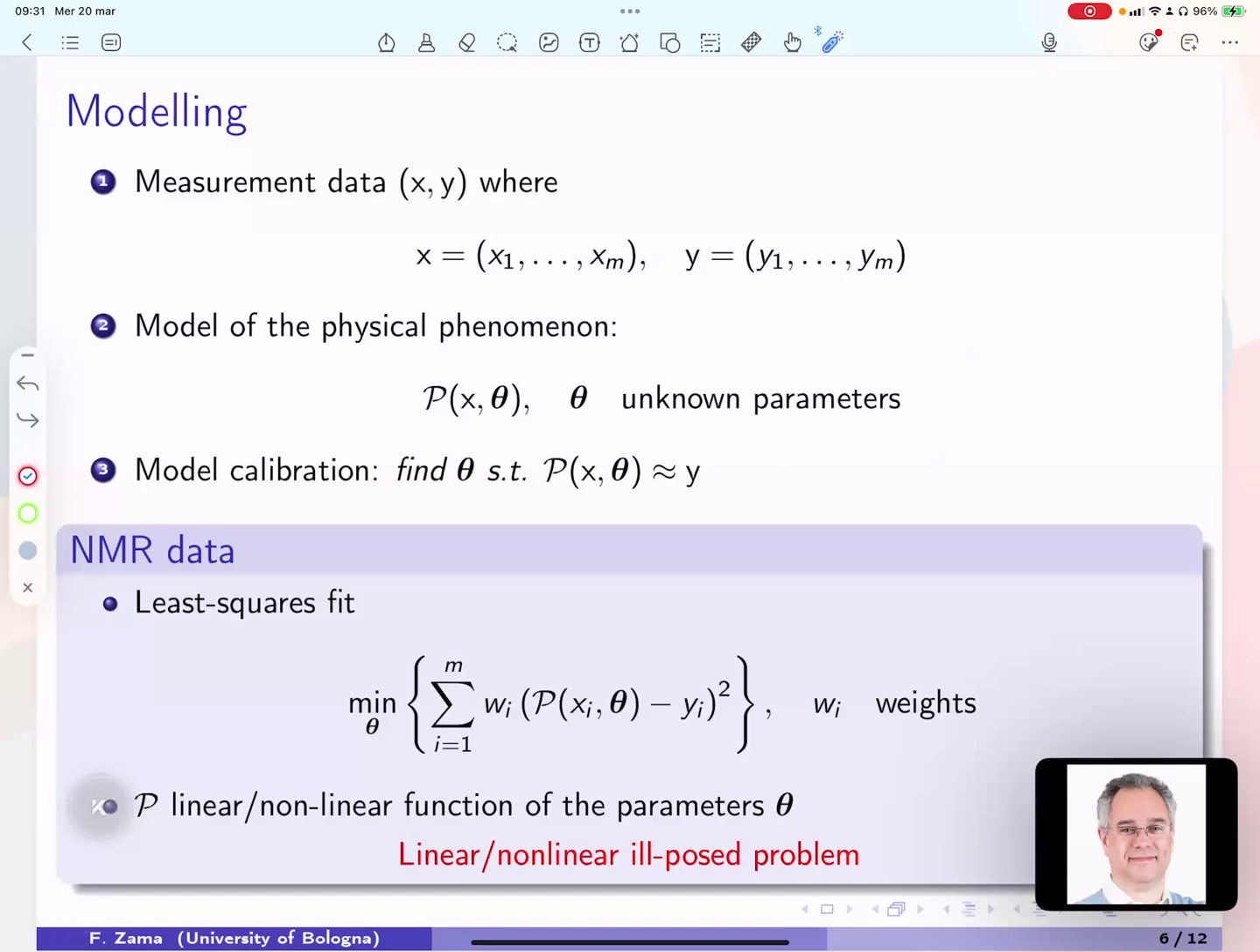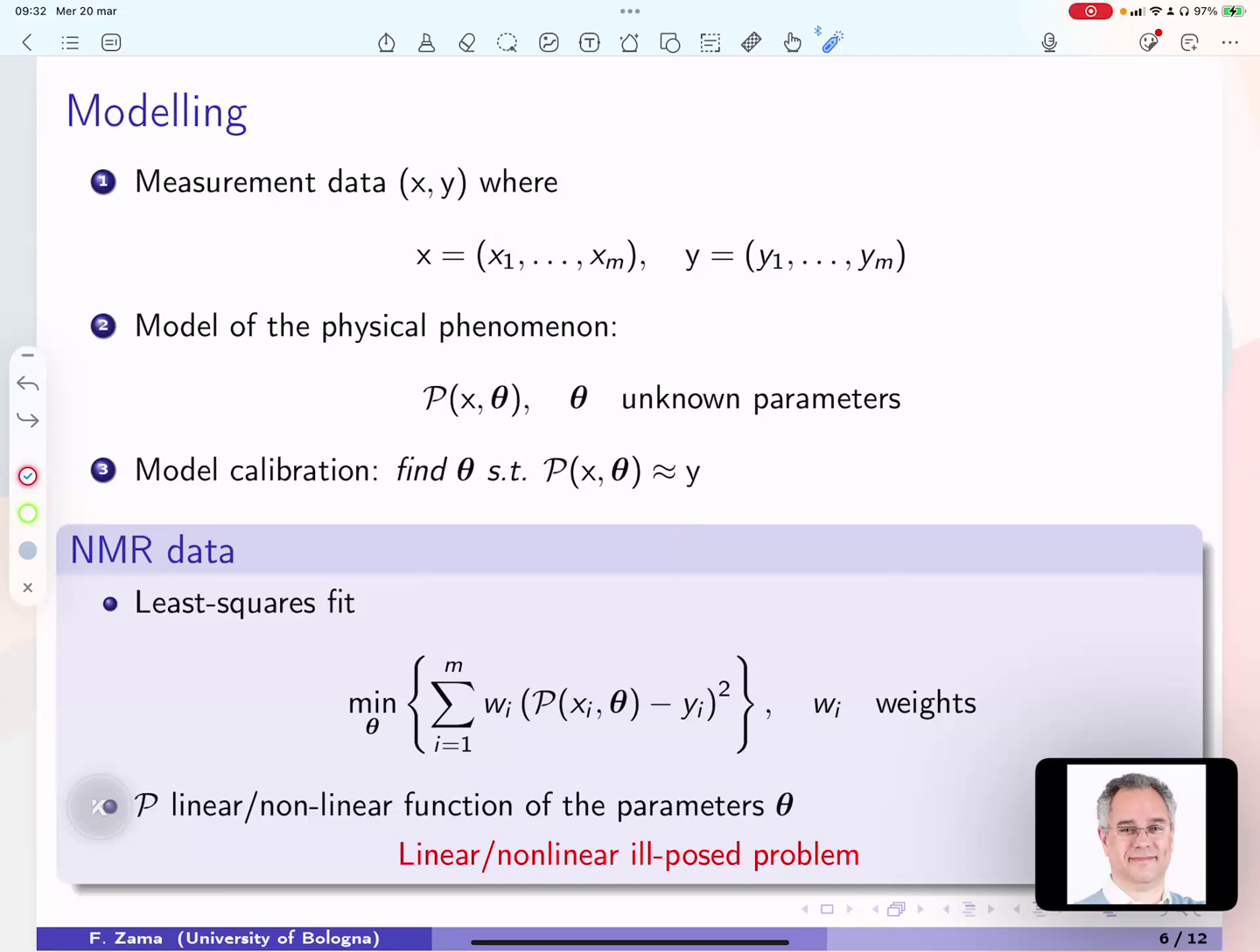So now I move to a more general representation of the problem. In all our problems, in our NMR models, but in general in our models, we have measurement data. We have a set of parameters, and what we want to do is to find the parameters in such a way that our data fit our model. So this P of x theta is our model, which can be linear, as in the example that I showed you, or it can be a general nonlinear problem. And so what we do is solve a possibly nonlinear least square fitting problem. Here we might introduce weights that are useful in many real situations.